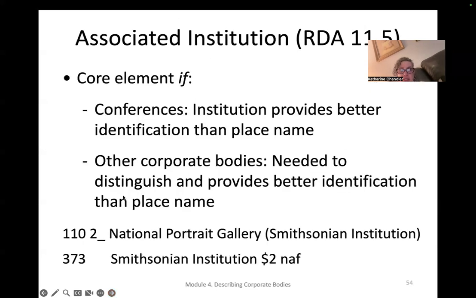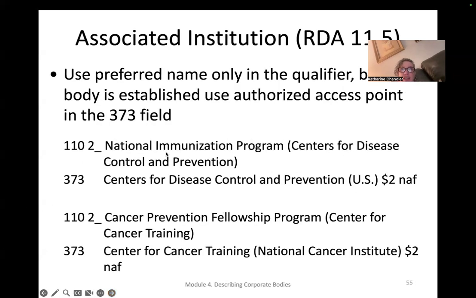Associated institution is a core element if conferences, institution provides better identification than place name, or other corporate bodies needed to distinguish and provides better identification than place name. Associated institution uses preferred name only in this qualifier, but if the body is established, use the authorized access point in the 373 field.